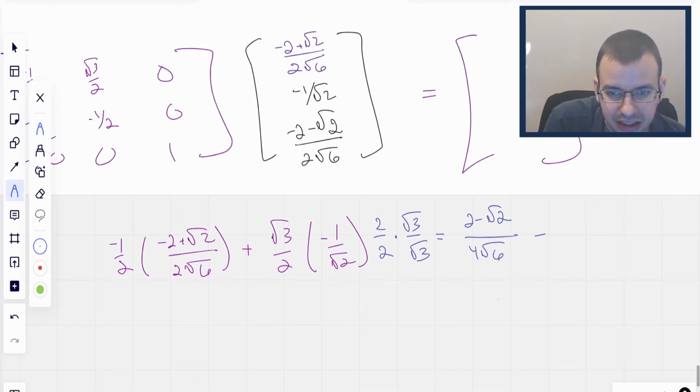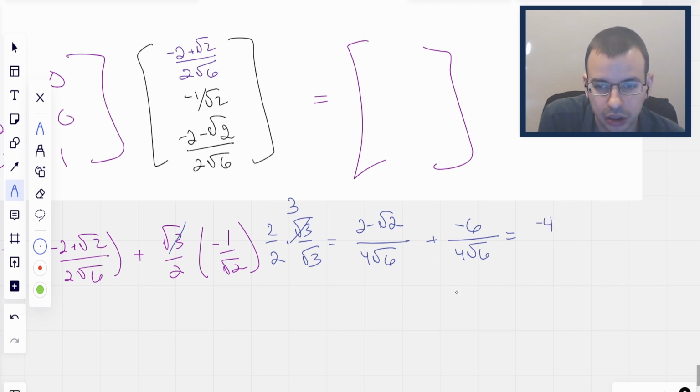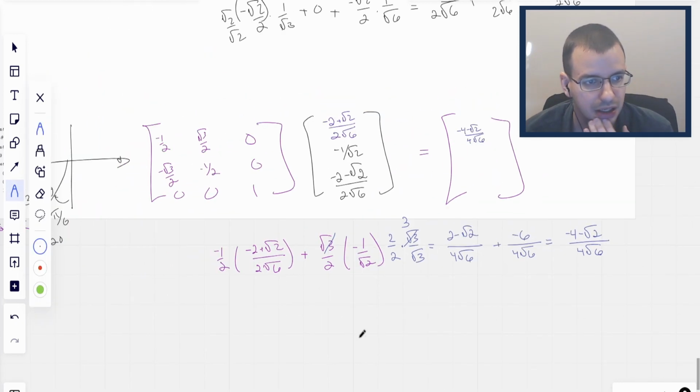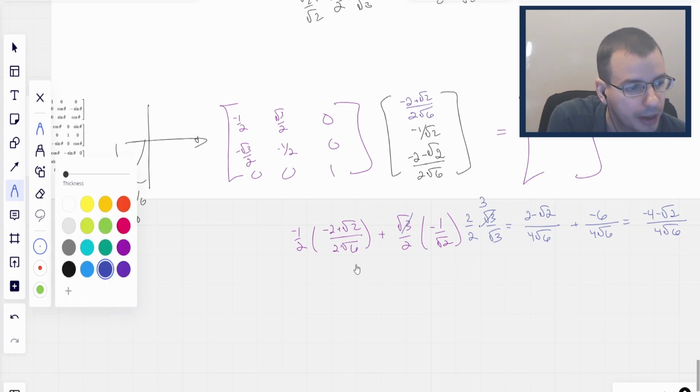And we're going to add to that. So we have 3 square root of 3 square root of 3, which becomes 3, which becomes negative 6 over 4 square root of 6. Adding these together, we're going to get negative 4 minus square root of 2 all over 4 square root of 6. Okay, seems a little bit odd, but maybe quite possible.